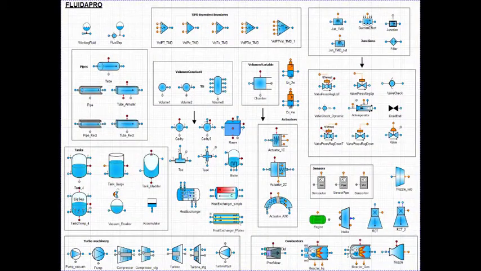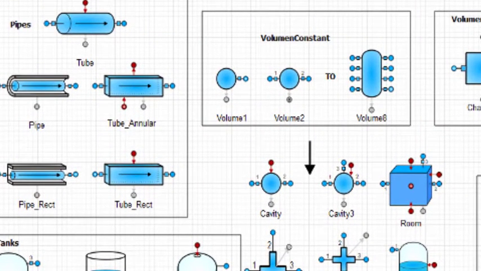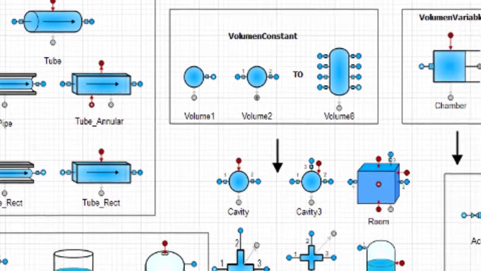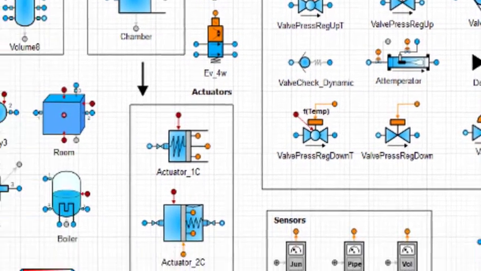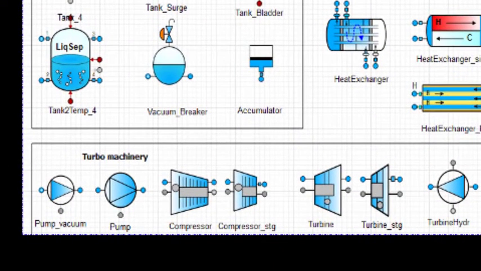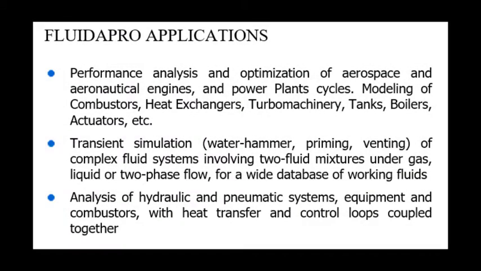The palette of symbols allows modeling of volumes, tanks, and reactors with increasing complexity, pipes, including friction and heat exchange under any kind of flow, junctions and valves, pumps, compressors, and turbines with user-defined performance maps, and heat exchangers, calculating performances from geometrical data.